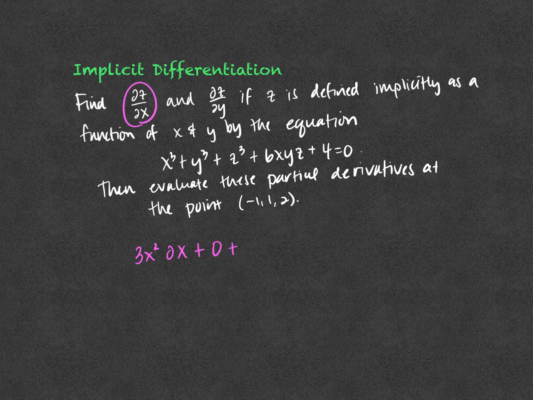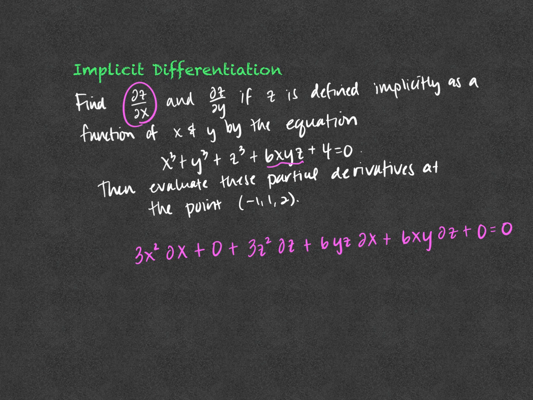The derivative of z to the third would be 3z squared, and you have delta z for your partial derivative with respect to z, plus, now here we're going to have the product rule. So I'm going to keep the 6yz, taking the derivative of x to be 1. So here we have the partial with respect to x, plus, now I'm going to take the derivative of z to be 1, and we have 6xy partial z, plus 0 equals 0.